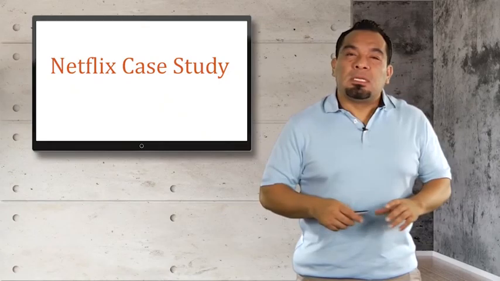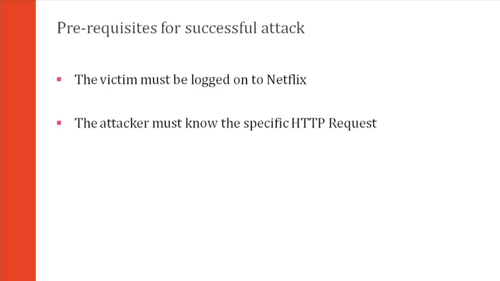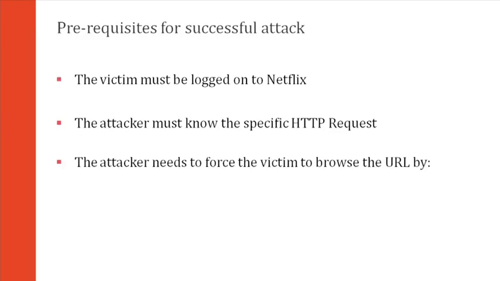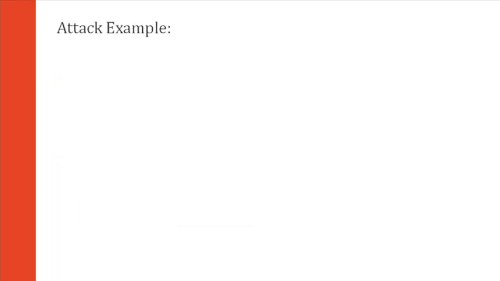How does that work? Let's see how that scenario works. So the victim must be logged in into Netflix. The attacker sent a specific request to the victim, knowing the specific operation in Netflix. Obviously, the attacker needs to force the victim to go to that specific link, either by hosting a malicious web page, sending a URL via email, or a cross-site scripting vulnerability, as I explained. And this is one of the scenarios.